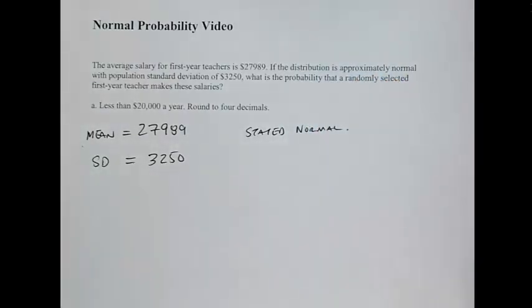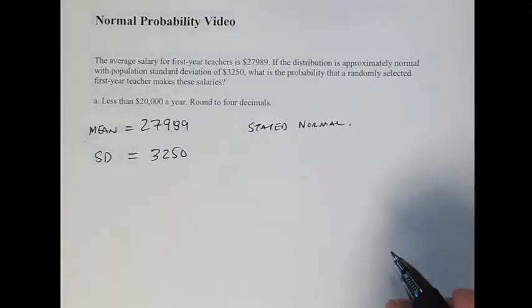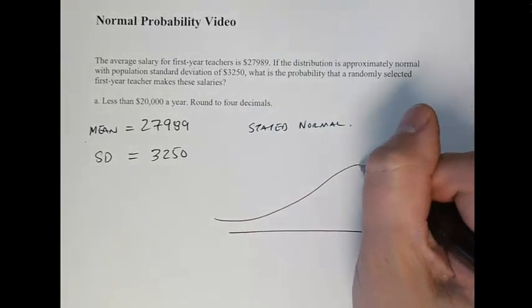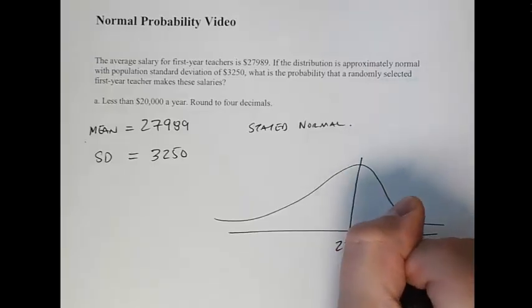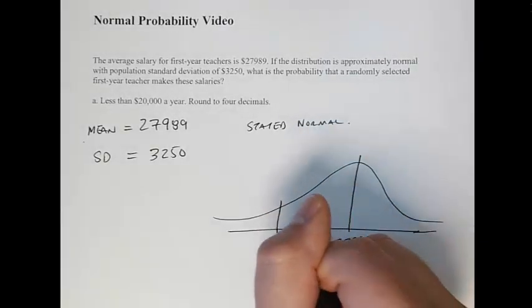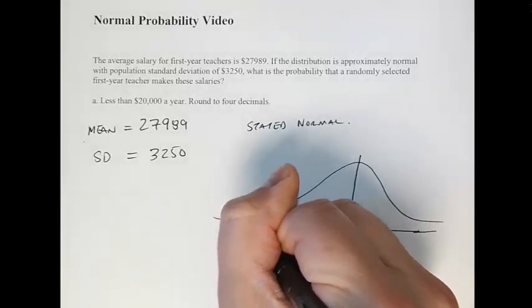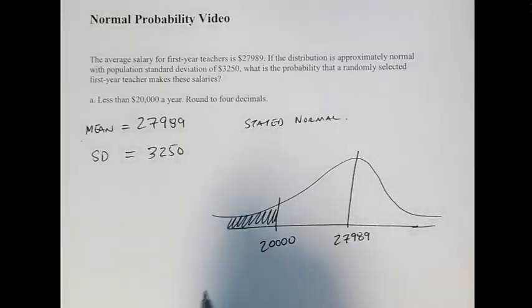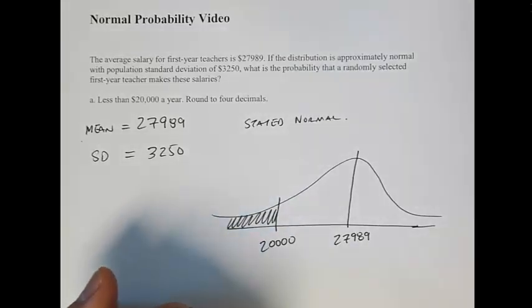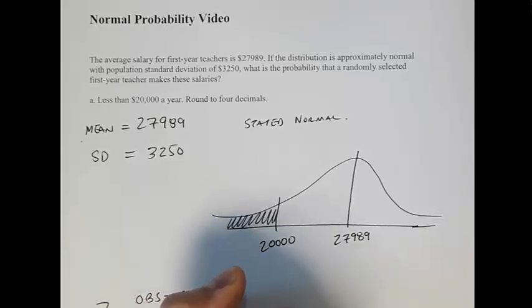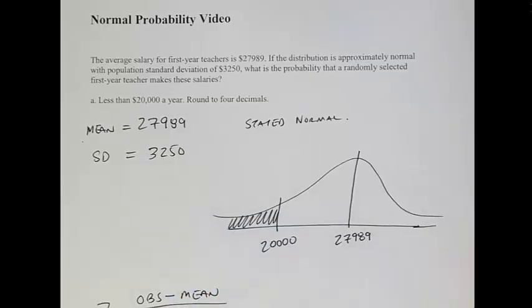So the problem is stated normal. We have a mean and a standard deviation. And if it is stated normal, that tells us what we are going to be looking for picture-wise. And then I want to identify less than 20,000. Less than means I shade to the left. And I identify Z equals observation minus the mean divided by the standard deviation.